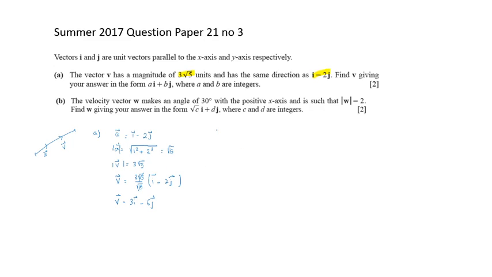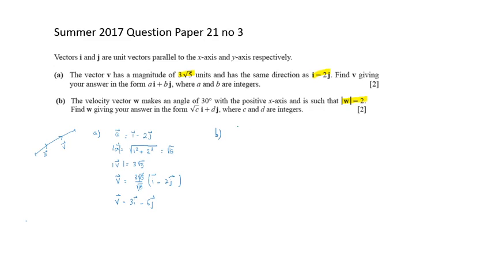Then what about the b part? We have the vector w, which makes an angle of 30 degrees with the positive x-axis. The magnitude of w is 2. Find w, giving your answer in the form of square root of c i plus d j. So let's see for this part.